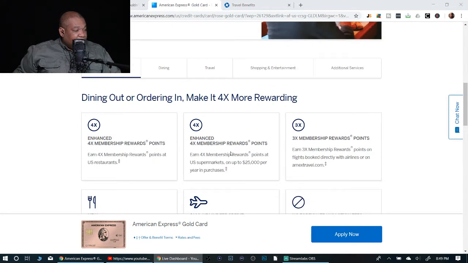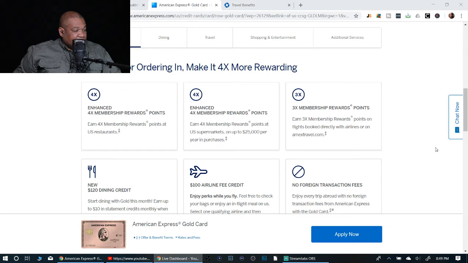We have 3 times points on travel. That's booking directly with the airline, as well as the AMEXtravel.com website. So if you're booking, you're going to get 3 times points on airlines. That's a real good benefit, and those numbers all look good to me.